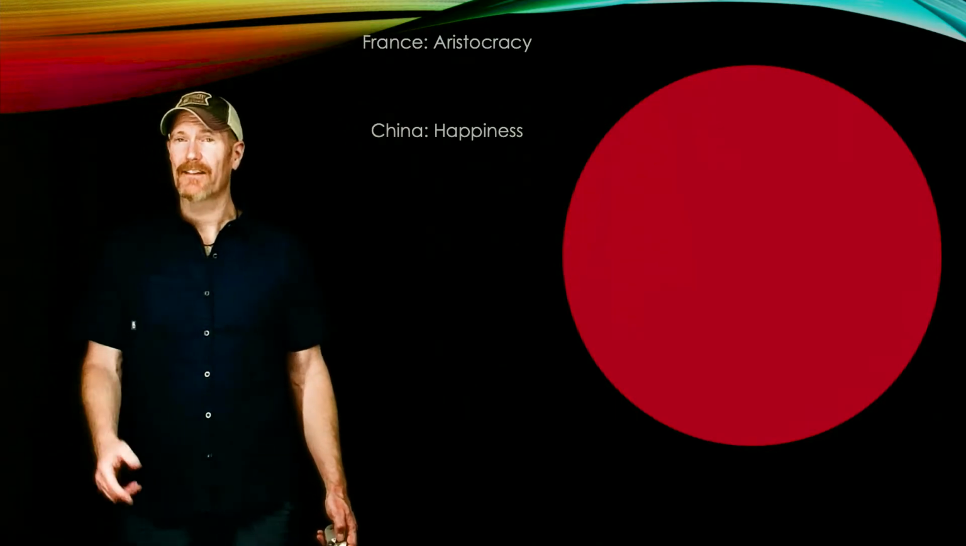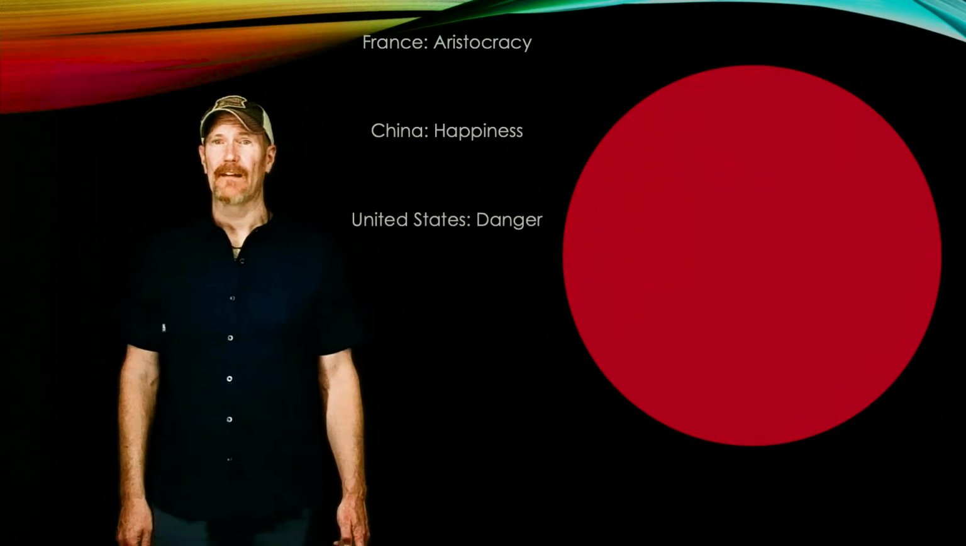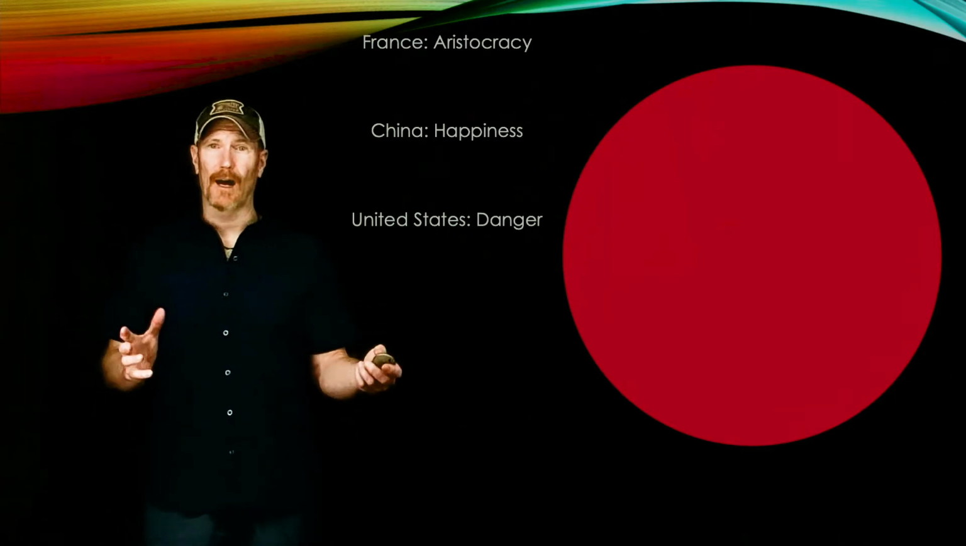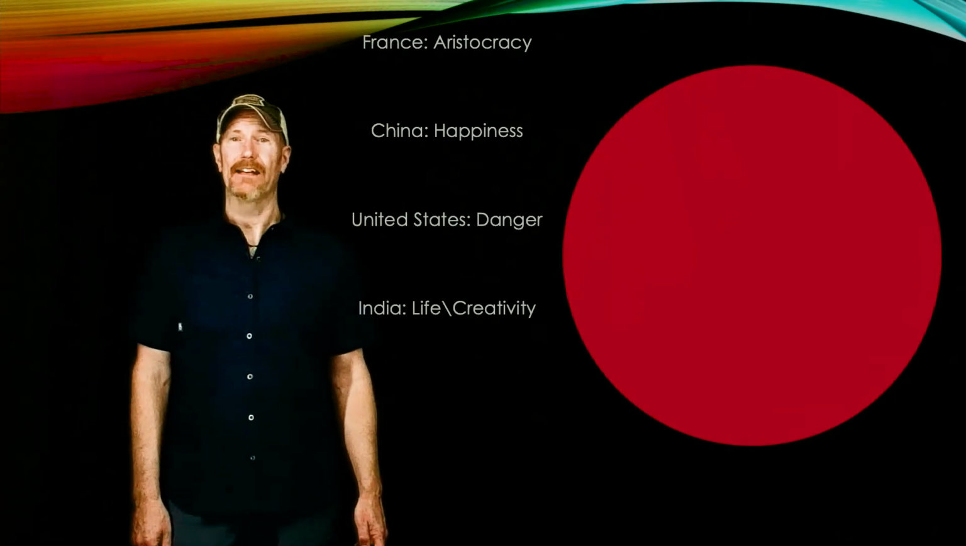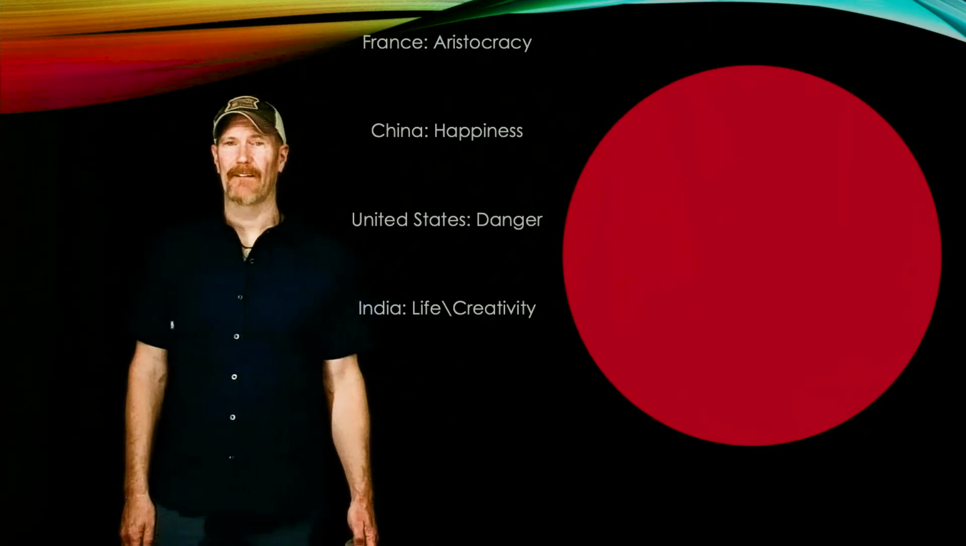How does this color make you feel? Got this nice big red circle. It probably gives you an emotion, right? In the West, it might mean something like danger. But in France, it equals aristocracy, right? In China, it's the color of happiness. In the United States, yeah, danger. We have it on our stop signs, right? Red lights. In India, it means life and creativity.